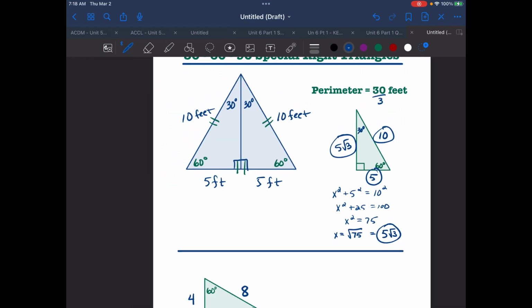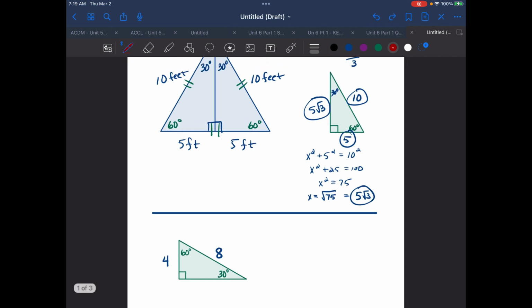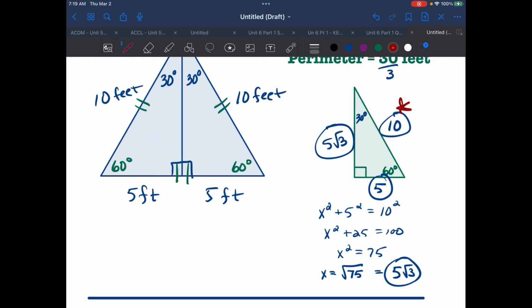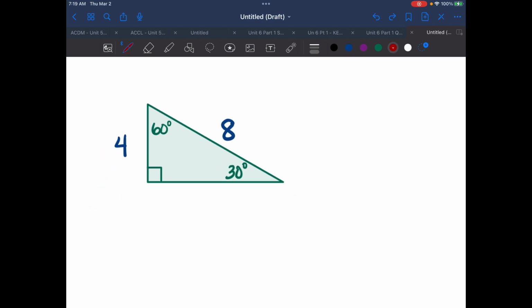I want to try a second version of this. I just made up another random 30, 60, 90. However, I want you to notice that in this case, the hypotenuse and the short side, the one across from 30, is half of that. So 10 divided by 5 is 2. Let's keep that in mind. Let's go try another one just like it and see if we can see any comparisons.